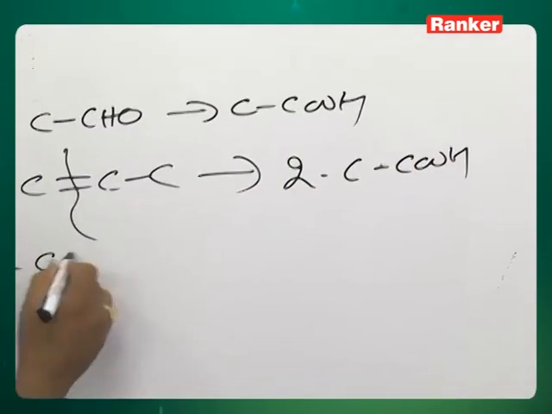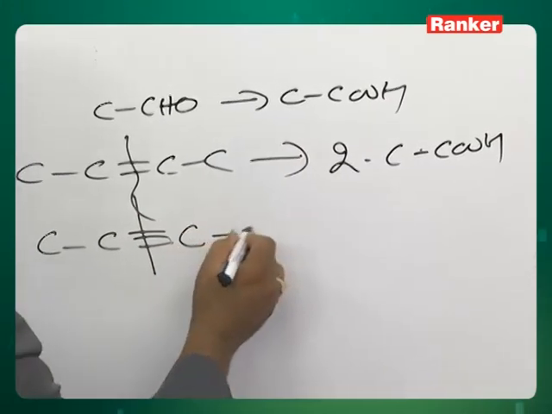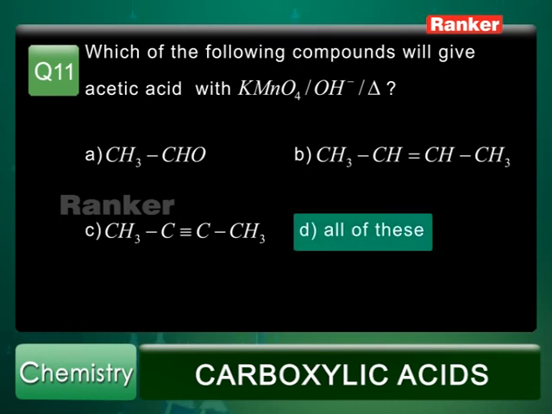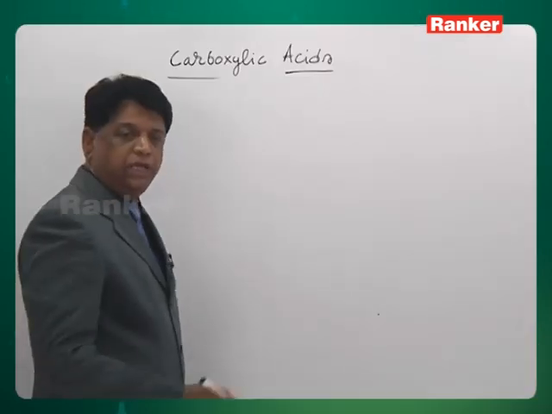Alkynes also will undergo this type of cut and you will get 2 moles of acetic acid. Therefore, all of A, B, C are right, so the answer goes to the single option, D, which is the right answer. So let us go to the 12th question.